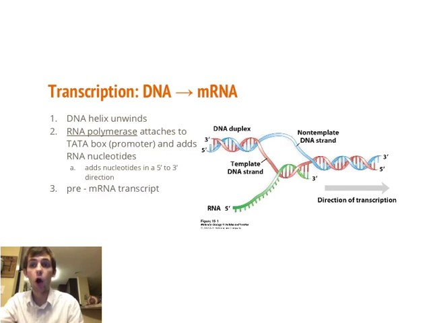And it's going to add RNA nucleotides. So it's going to add in A's, U's, G's, and C's. Remember, there's no T's. And just like DNA polymerase, it's always going to add in a 5' to 3' direction, meaning it's always going to be attaching to that free hydroxyl group. At the end of transcription, you have what's called a pre-mRNA transcript, which has to be processed.